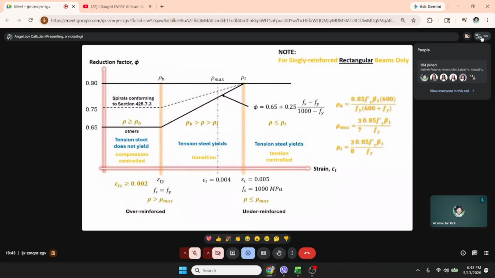So in summary, this graph is only applicable for singly reinforced rectangular beams only. Rectangular only, since you apply beta 1, and your basis for determining which zone it belongs to is rho. And rho has beta 1 in its formula.